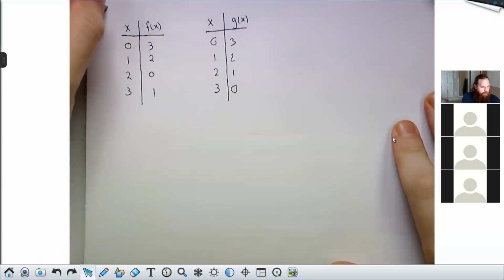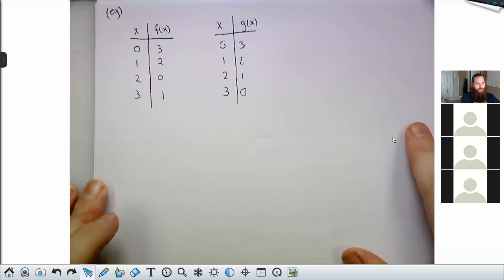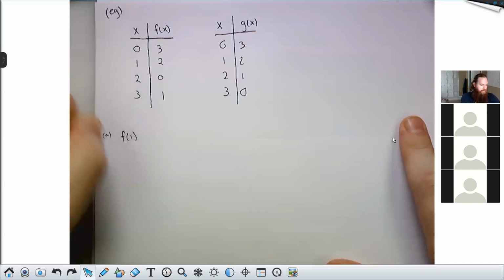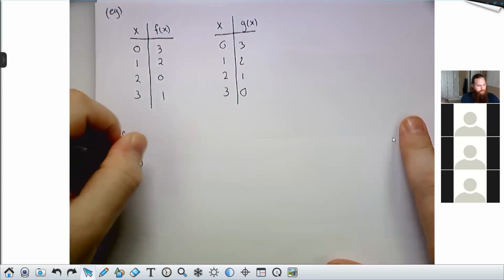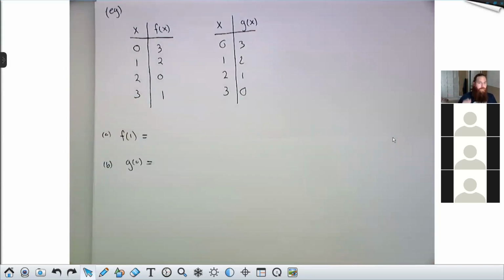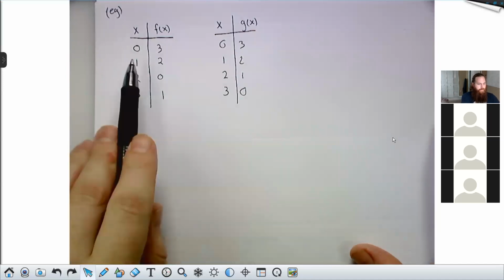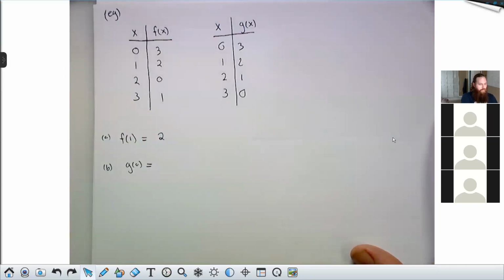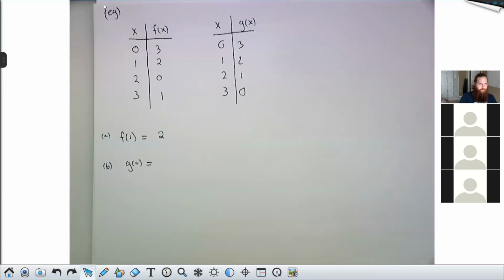So if I wanted to just play around or make sure we're comfy with function notation, I could ask you, what is f of 1? What is g of 0? So who can help me out? What's f of 1? 2, right? Because when x is 1, f of x is equal to 2. In other words, f of 1 is 2. Okay, what is g of 0? 3. Very good.